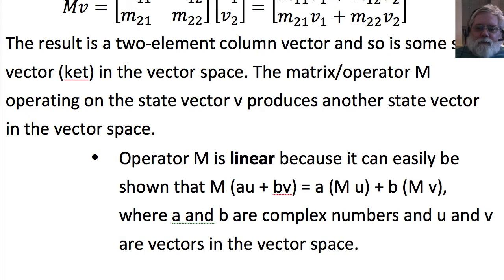Operator M is linear, because it's very easy to show, though we're not going to show it, that if you operate matrix M on a linear combination of vectors, aU plus bV, using the multiplication that I gave you and moving things around with algebra, the coefficient a comes out, the coefficient b comes out, and we end up with a times matrix M multiplied by vector U plus b times matrix M multiplied by vector V, where a and b are complex numbers and U and V are vectors in the vector space, and that is what a linear operator does.